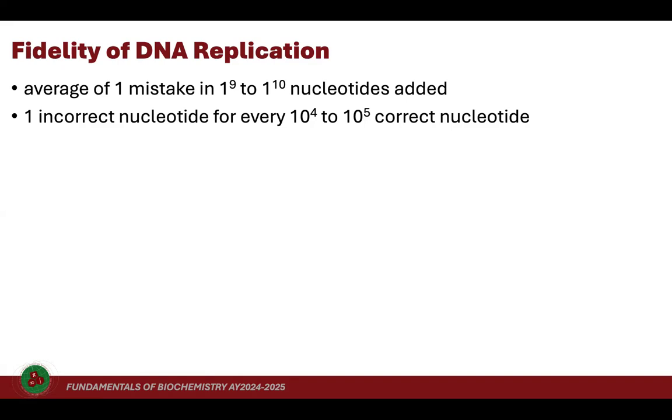But this number, again, is the performance of your DNA polymerase 3. In reality, if you encounter a mistake, it could probably occur as one incorrect nucleotide for every 10 raised to 4 to 10 raised to 5 correct nucleotides. So that is the average performance of prokaryotic DNA replication.